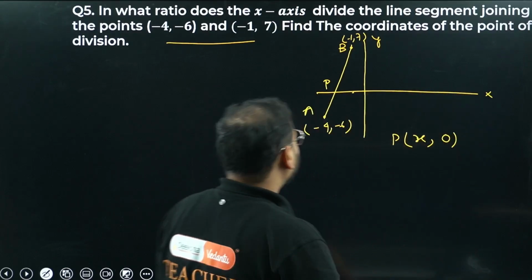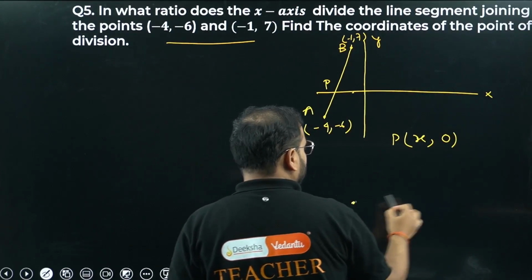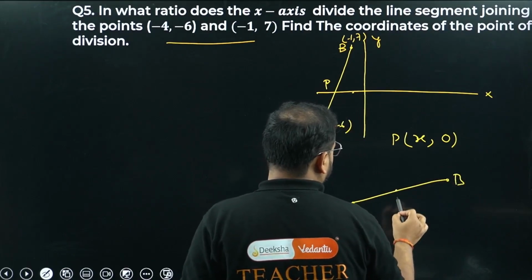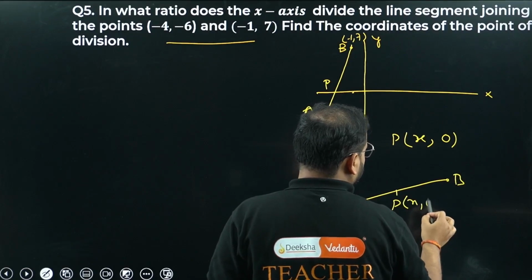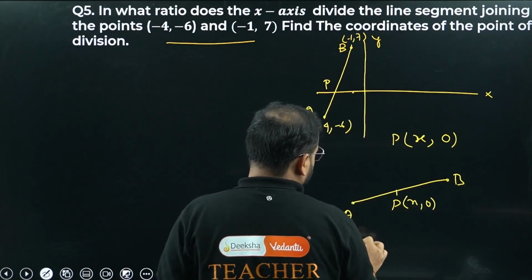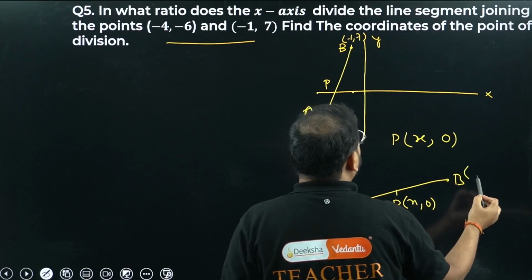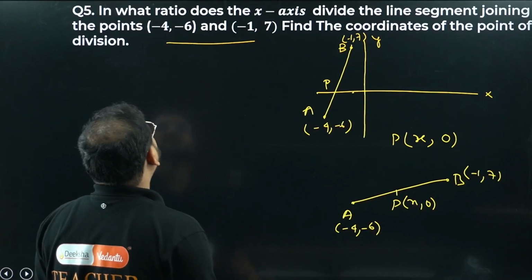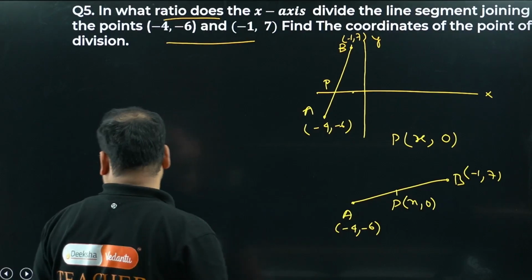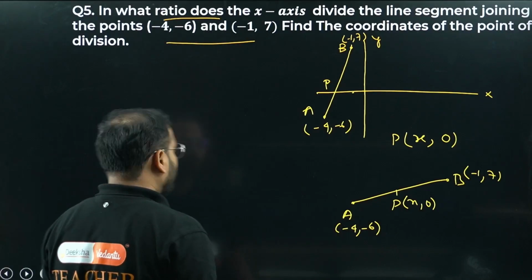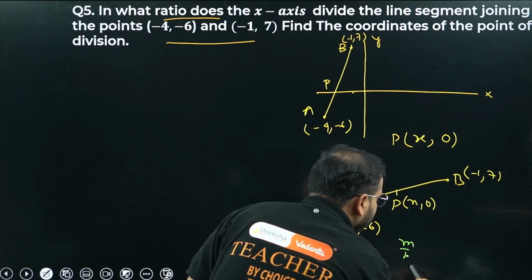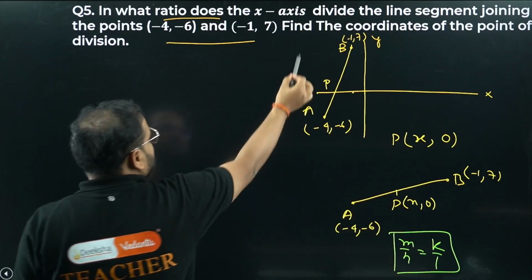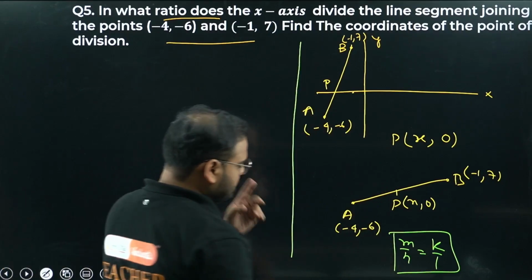No doubt there. Okay, so basically I can draw this line again like this. Please check. A, B, P, x comma 0. A is -4, -6, and B is -1 and 7. The ratio is unknown, sir. Ratio they're asking, I have told you this. Whenever the ratio is unknown, what are you gonna do? Take the ratio m by n equals simply k by 1. Okay, now see this formula. So right here, please. So I write what?